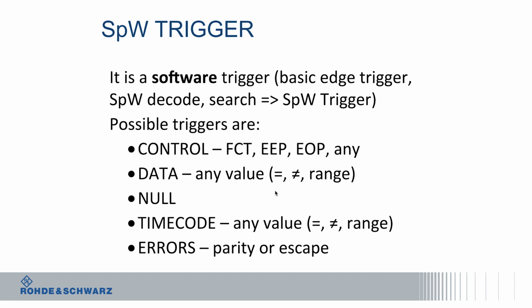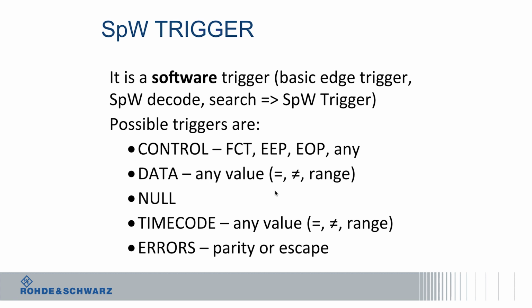Besides decoding, the scope can also trigger on a specific character. The way it works, it's a software trigger, so it works with a basic edge trigger. Then you have a SpaceWire decode phase, and then you search for that character. Combining all these steps, you have the SpaceWire trigger. The possible triggers we can select in this case are control characters. You can select FCT, EEP, EOP, or any control character.